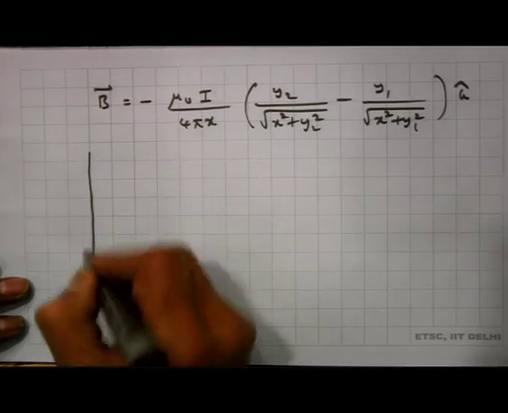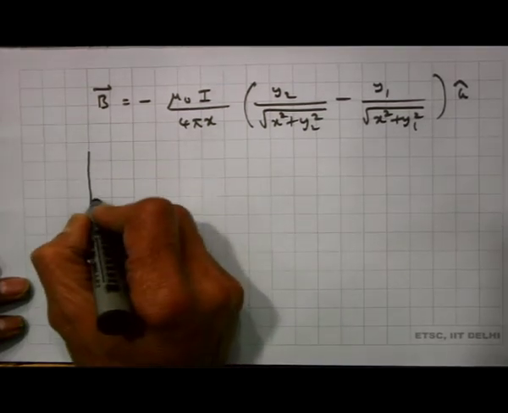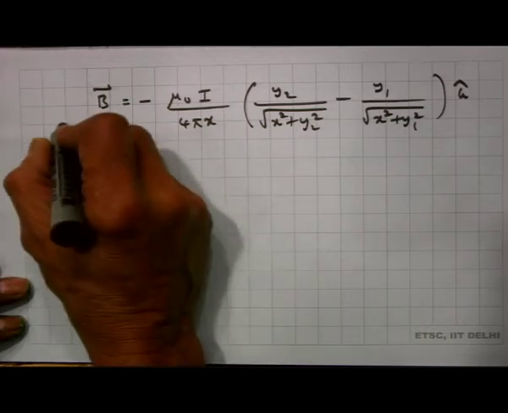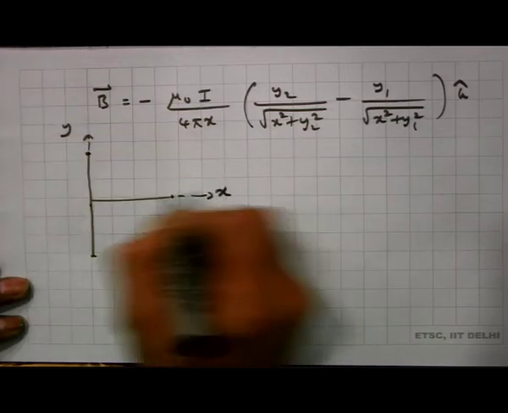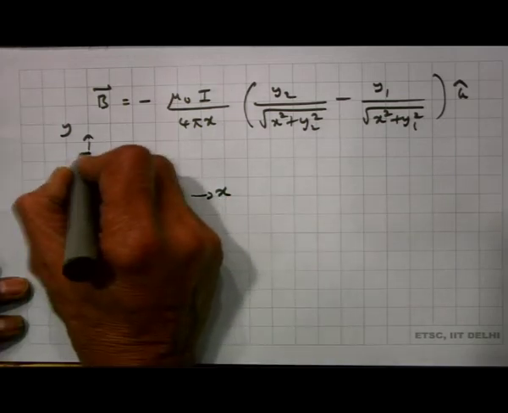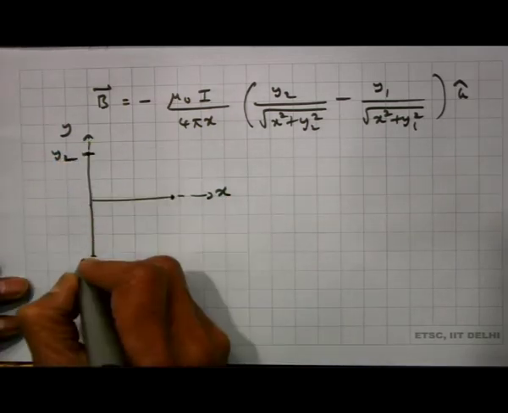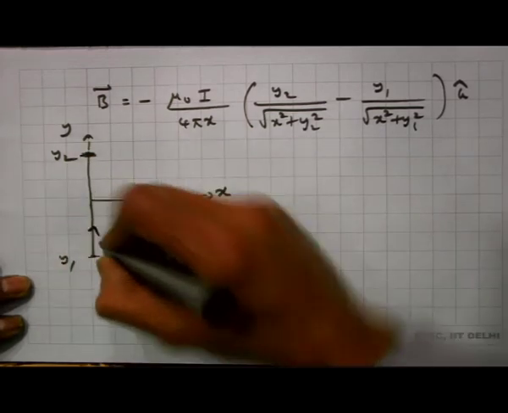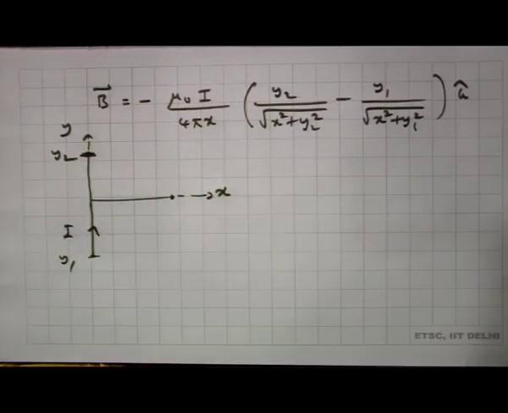So, I have a current carrying conductor. This is my y axis here, x axis here, I am calculating at this point. This has coordinate y 2, this has coordinate y 1. So, there is a wire of finite length carrying a current I like this. Now, I can take the limit. So, this is for a finite length of wire.